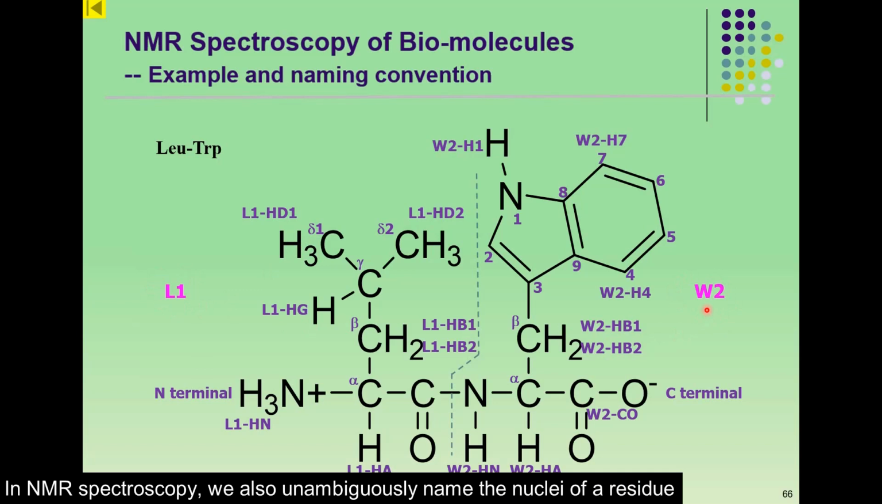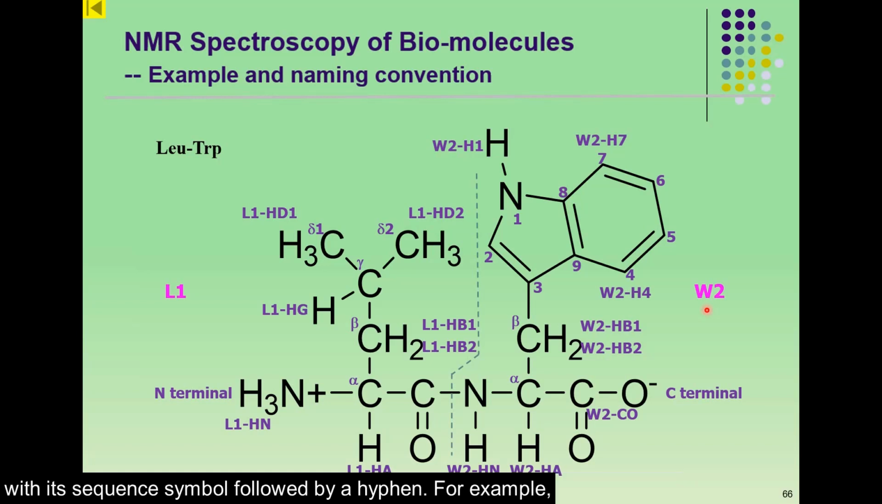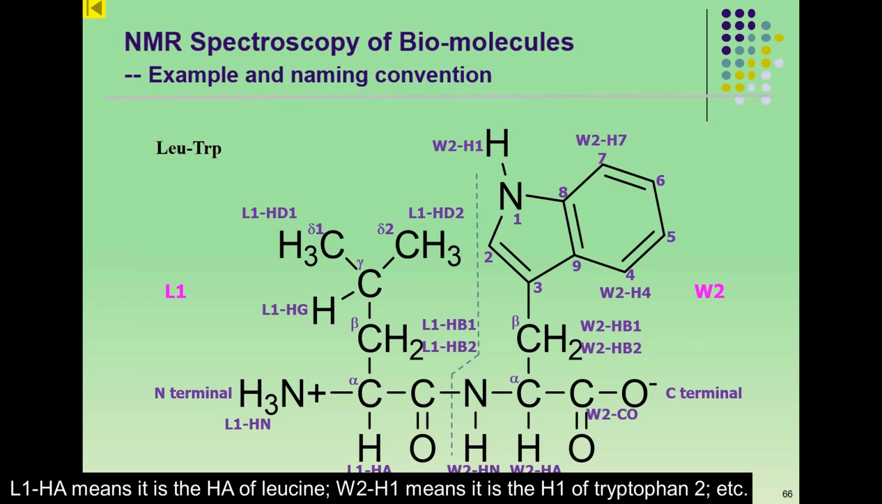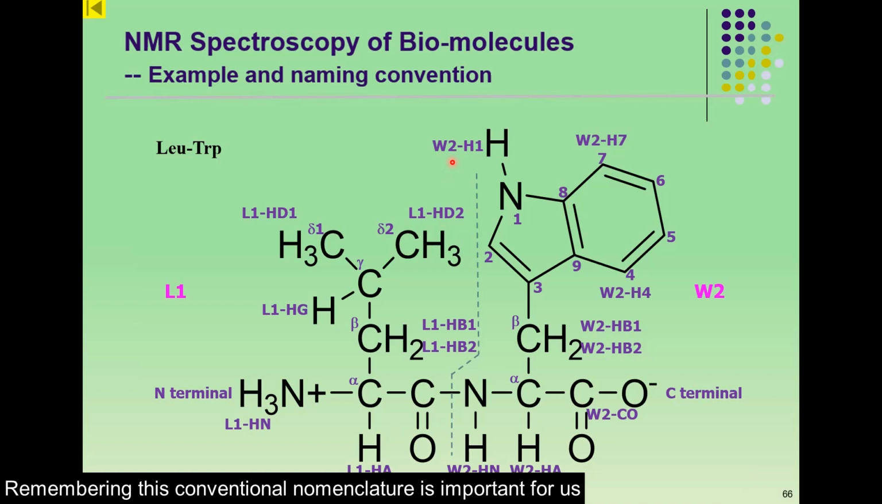tryptophan. In NMR spectroscopy, we also unambiguously name the nuclei of a residue with its sequence symbol followed by a hyphen. For example, L1HA means it is the HA of leucine. W2H1 means it is the H1 of tryptophan 2, etc. Remembering this conventional nomenclature is important for us to understand biomolecular NMR spectroscopy.